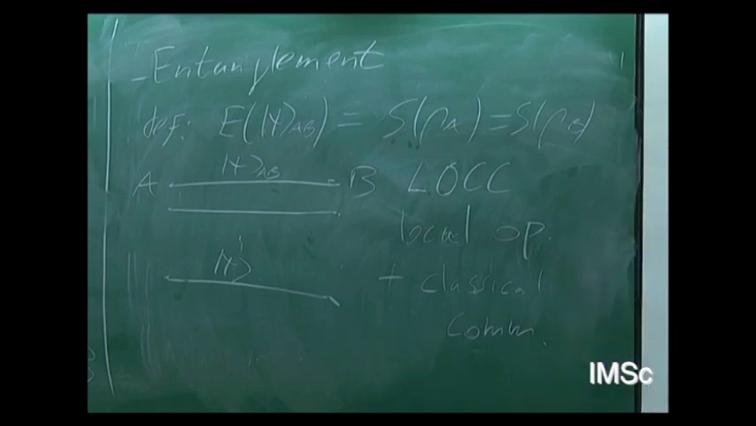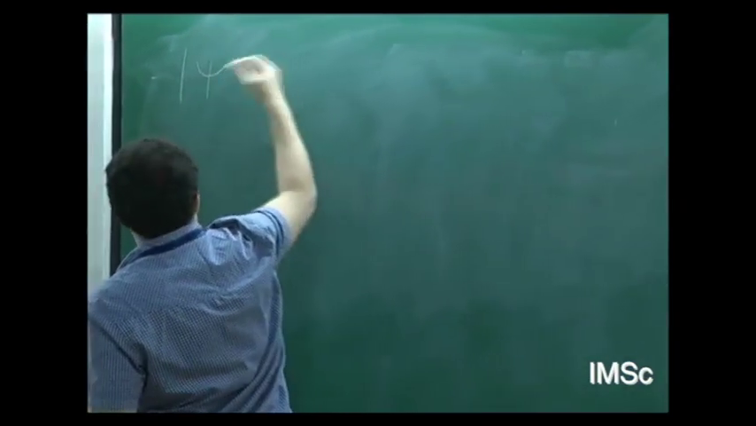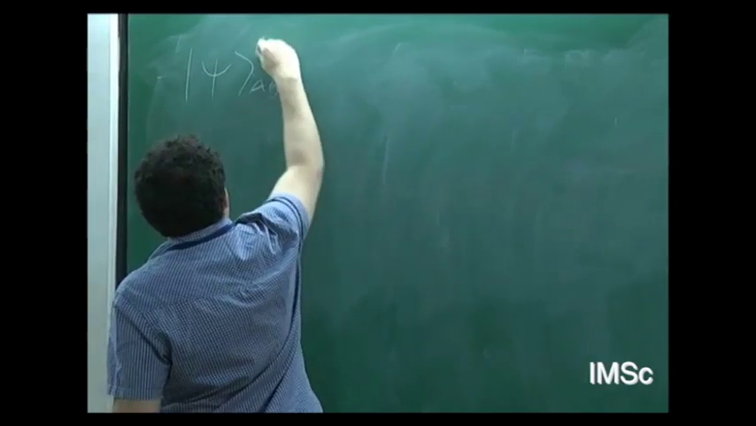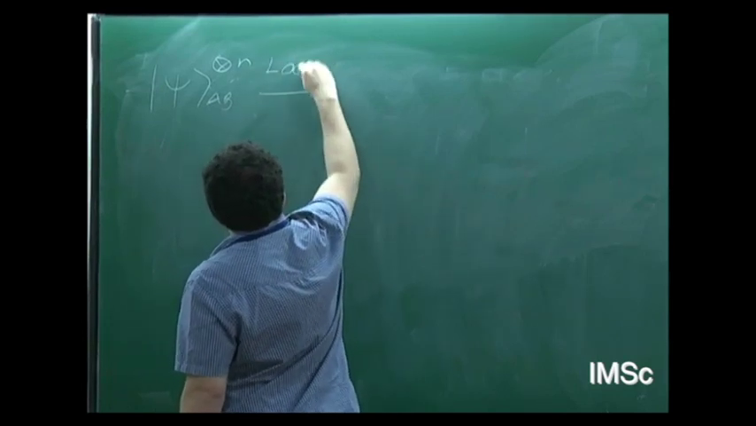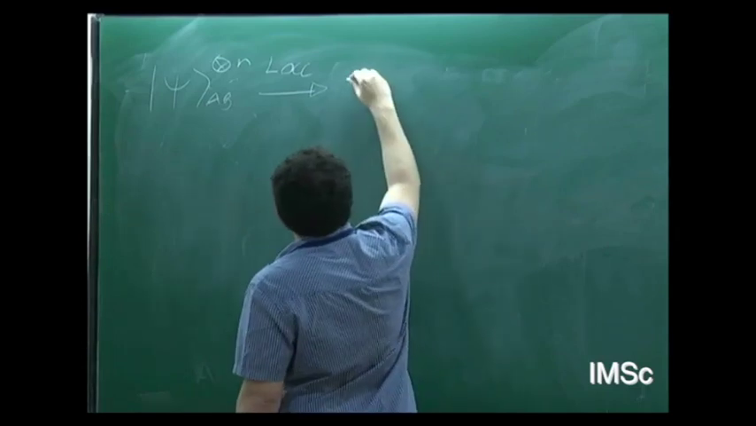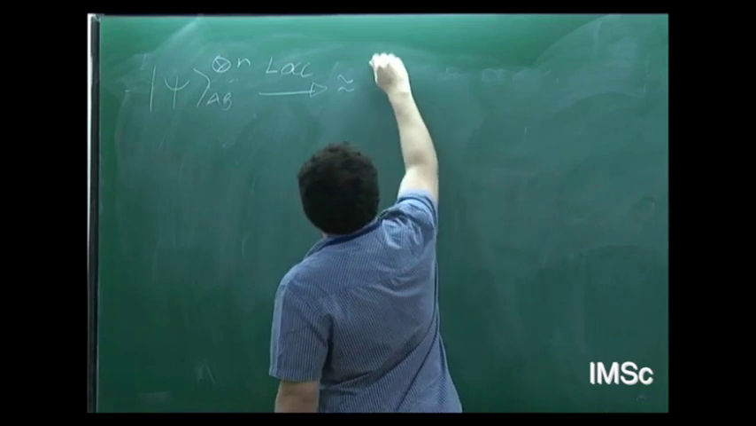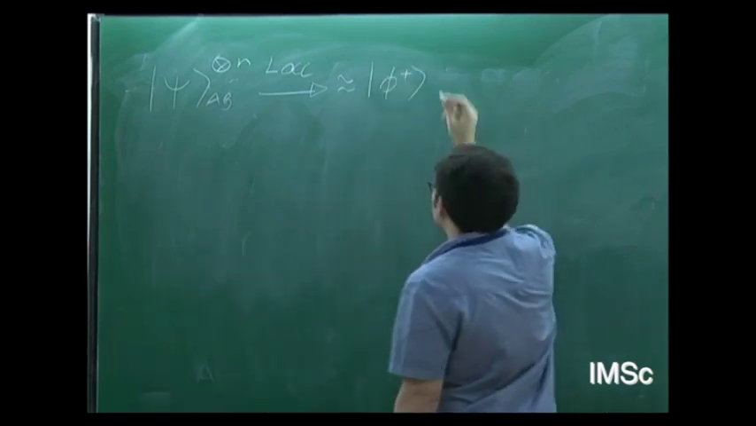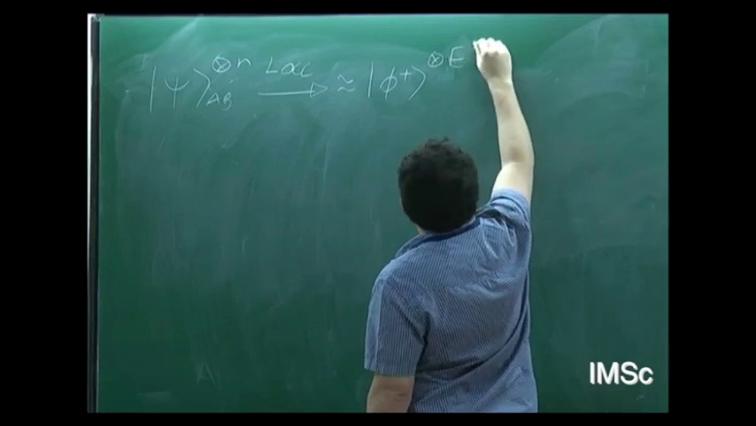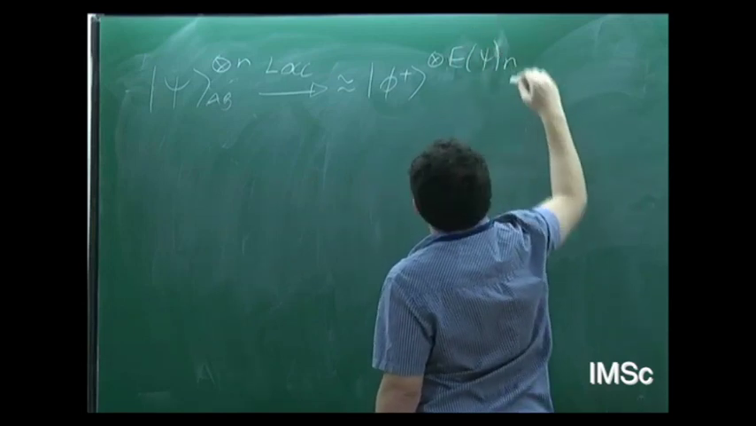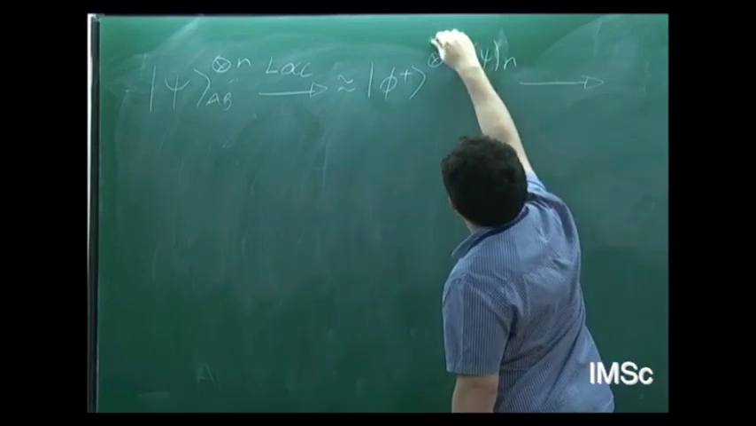Then there is a very nice theorem about this problem, which tells us that in this situation, suppose we have n copies of psi, then we apply some LOCC protocol, just some physical operation of this form. And then we can get... we can go back as well. And the number of copies is approximately this too.